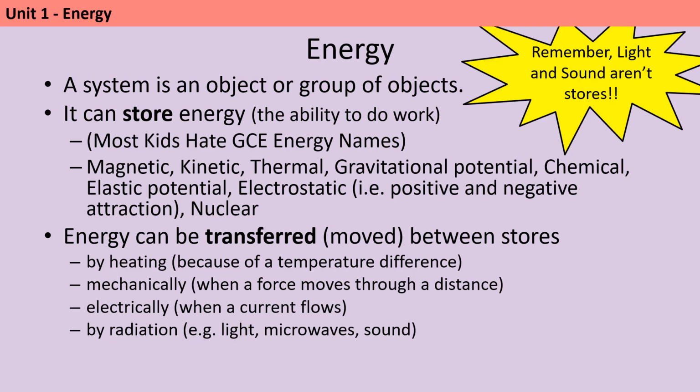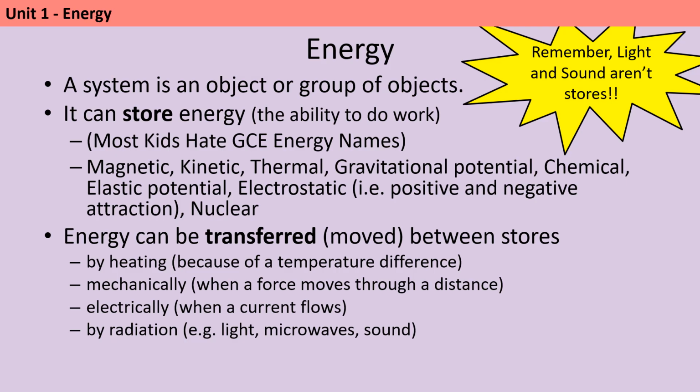You should know that a system is an object or a group of objects, and a system can store energy, and there are a number of different ways in which it can be stored. It can be stored as a magnetic store, a kinetic store, which means it's a moving object, a thermal store, so a hot object, a gravitational potential store, that's when you've taken an object and you've raised it against the action of a gravitational field, a chemical store, where the energy is stored in the bonds, so that could be a food or a fuel.